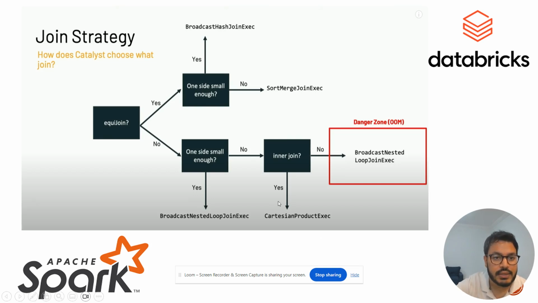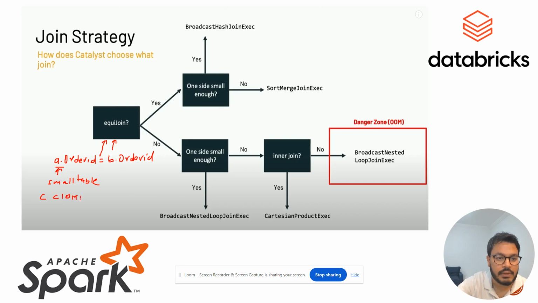I'm going to explain how Catalyst Optimizer does this join strategy through the flowchart. Let's say we are using an equi join, which means doing an equal join. For example, let's say A is one table, then a.order_id equals b.order_id. This equal would mean equi join. Let's say my A is a small table, which would mean anything less than 10 MB, and then B is my big table, let's say greater than 1 GB.